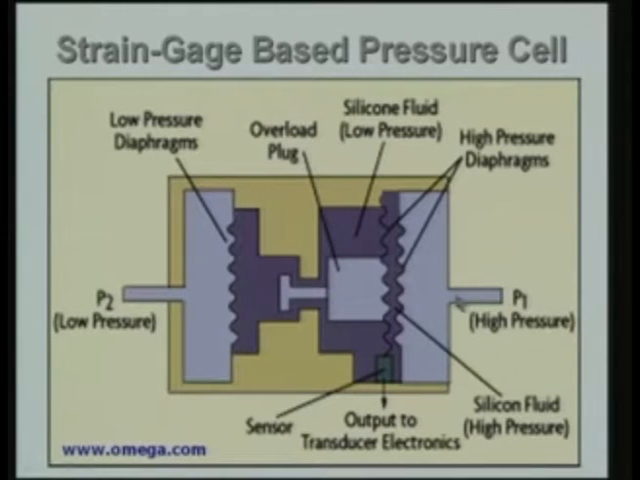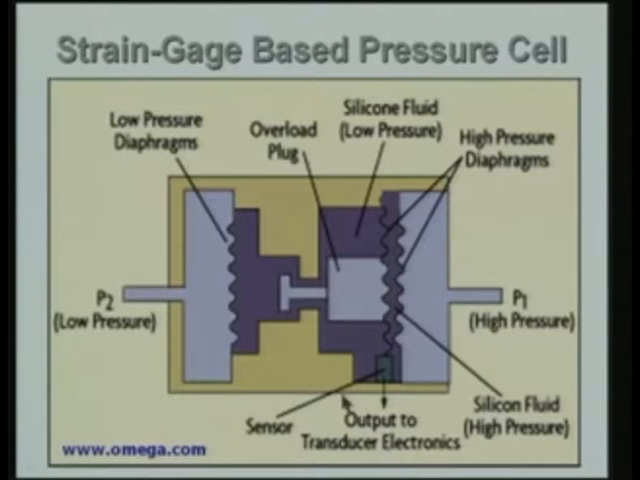and therefore, when you apply a pressure here, it is going to undergo a change in the strain, and it is going to compress the liquid here, and in fact, you can see that the gauge itself is attached to the diaphragm here, and the output from the gauge goes to the transducer electronics, which is outside.